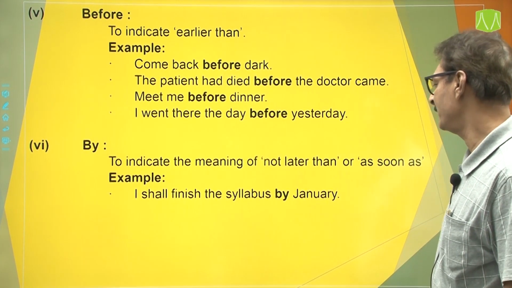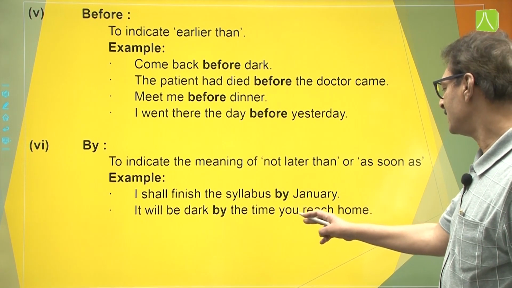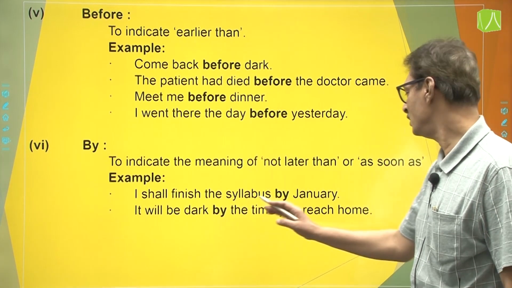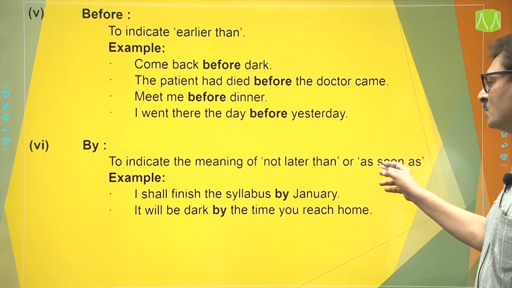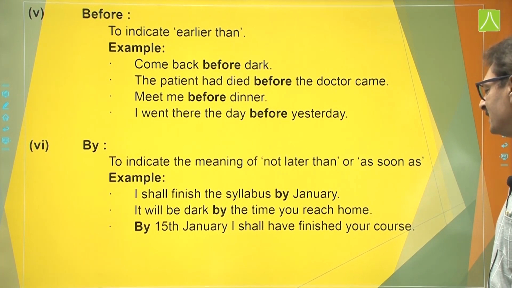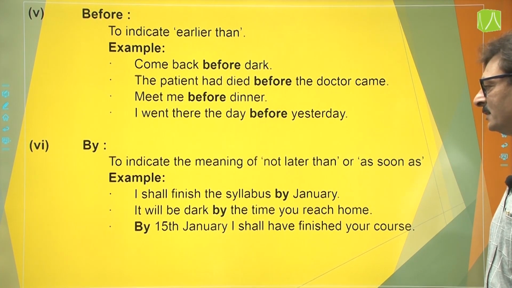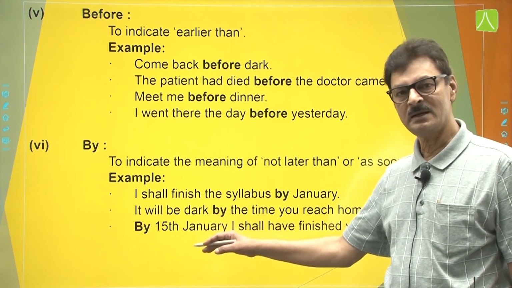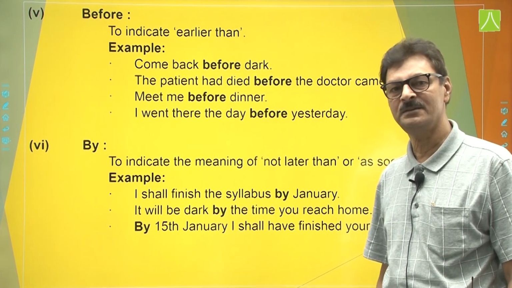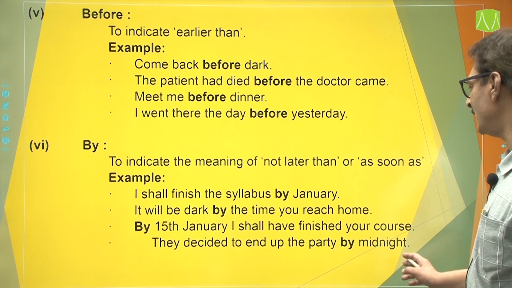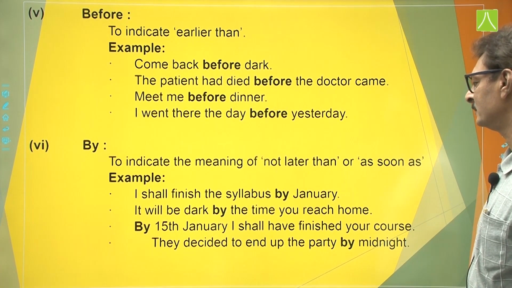We use by. It will be dark by the time you reach home. तो जब तक तुम पहुंचोगे तब तक अंधेरा हो चुका होगा. That means it goes with as soon as. By 15 January, I shall have finished your course. So, not later than 15 January. Yes, उसके पहले खत्म हो जाएगा. So, by 15th January. They decided to end up the party by midnight. They do not want to make it late.